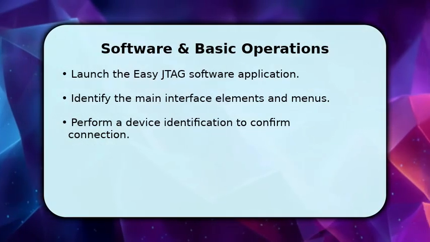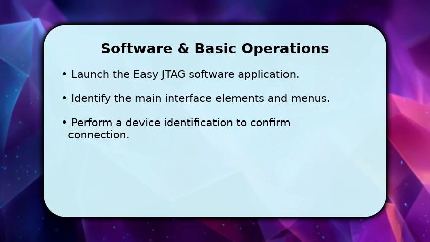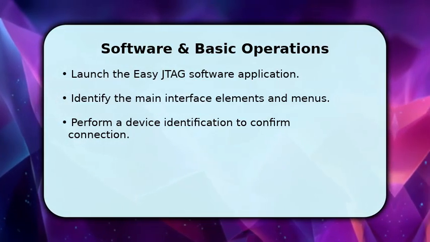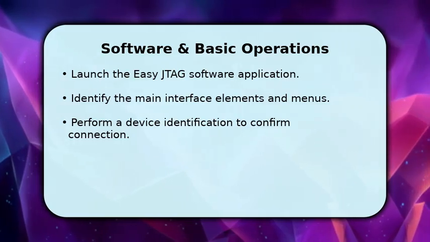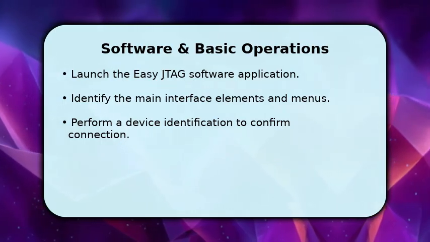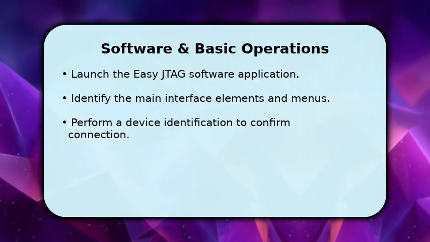Once your hardware is set up, launch the Easy JTAG software. Take a moment to familiarize yourself with the user interface, noting key sections like device selection and operation modes. A crucial first step is to perform a device identification. This confirms a successful connection and displays vital information about your target.